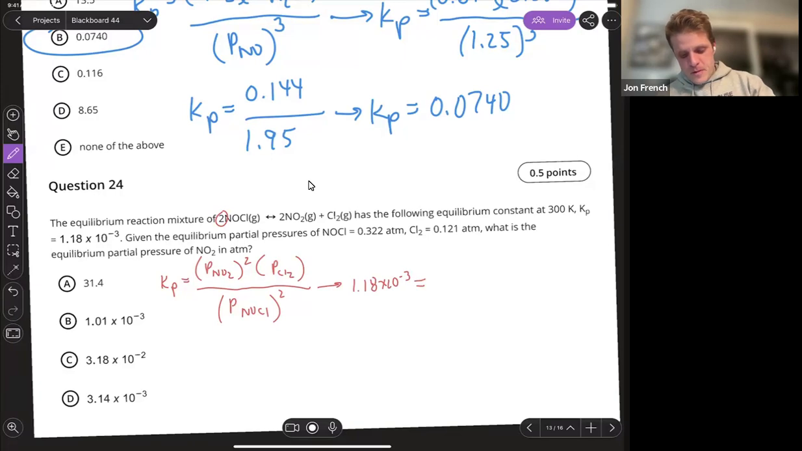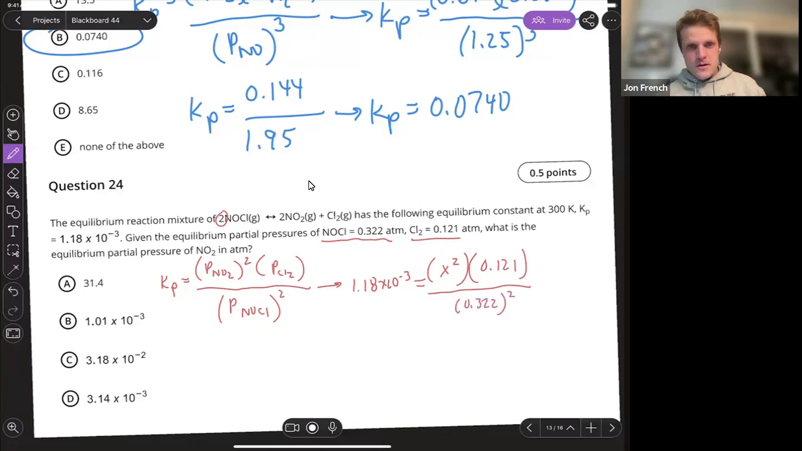equals, let's see, what do I know here? We're looking for the nitrogen dioxide, so we would just call that X. I don't know that concentration. Chlorine concentration, 0.121, and then NOCl is 0.322 squared.